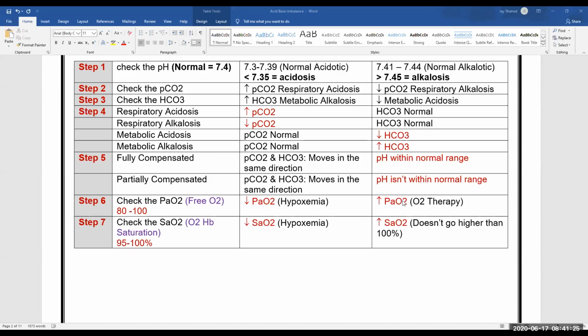When it gets to 100, that means it's fully saturated. It never goes above 100. Now the saturation is how much oxygen is attached to the hemoglobin. If you decrease the saturated oxygen, then you go into hypoxemia. If you increase it, it doesn't go higher than 100 because that's the maximum that oxygen can attach to hemoglobin.